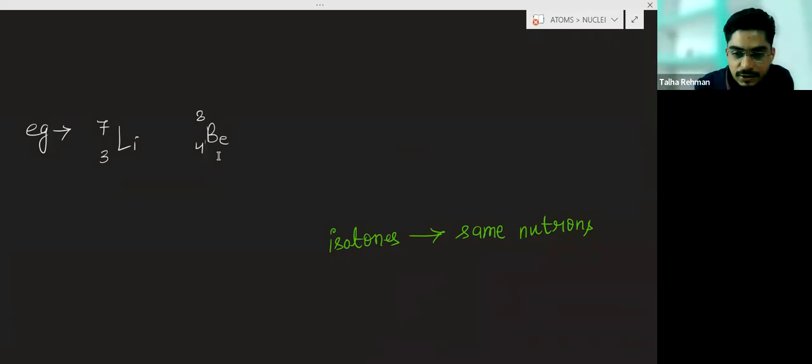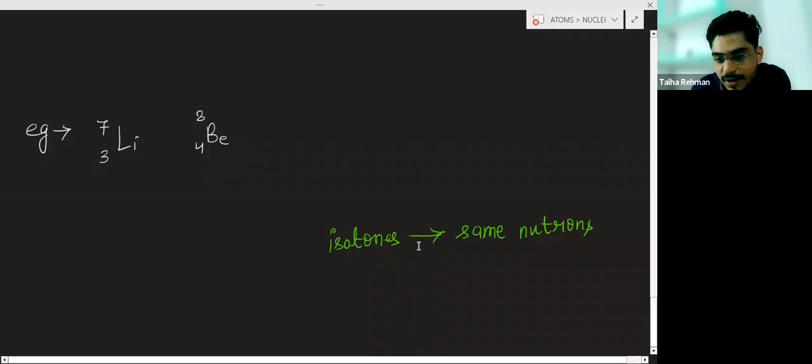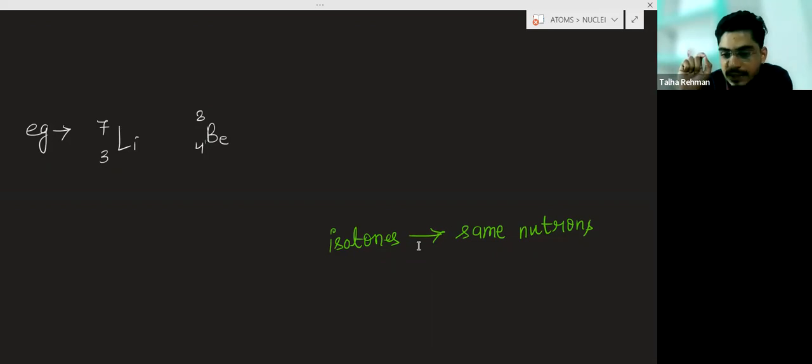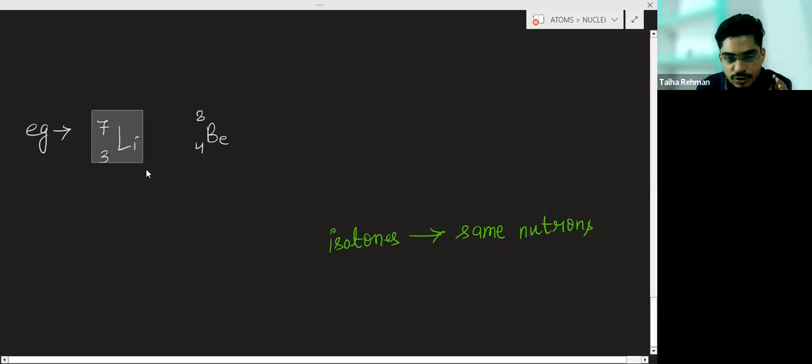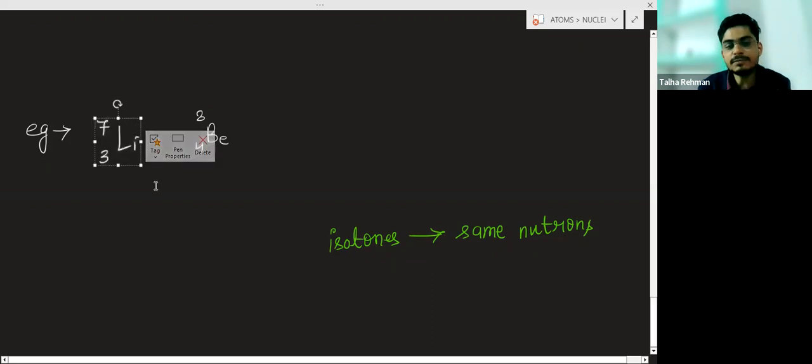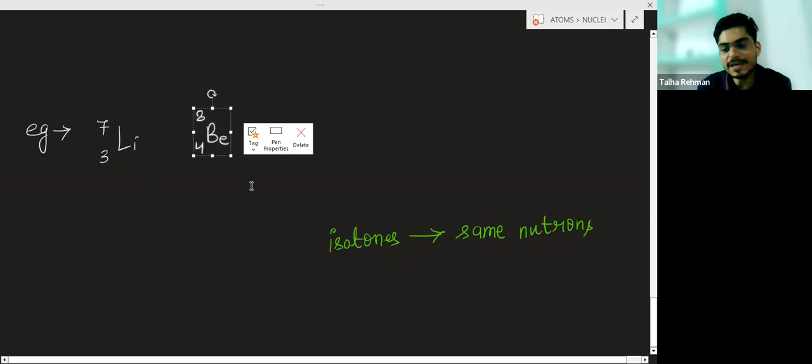What is the condition to become isotones? What is the condition that two atoms will be isotones? They will have the same number of neutrons. Now calculate the number of neutrons in lithium and the number of neutrons in beryllium.